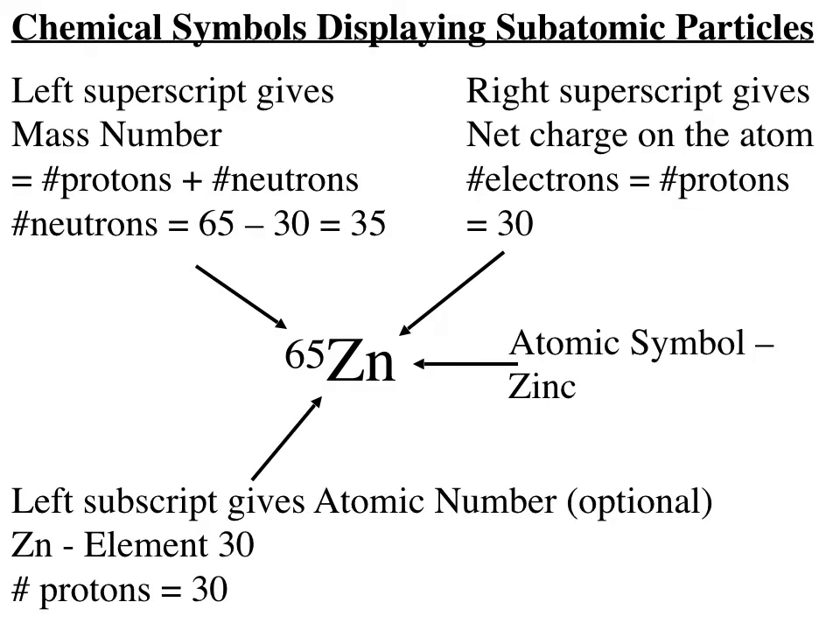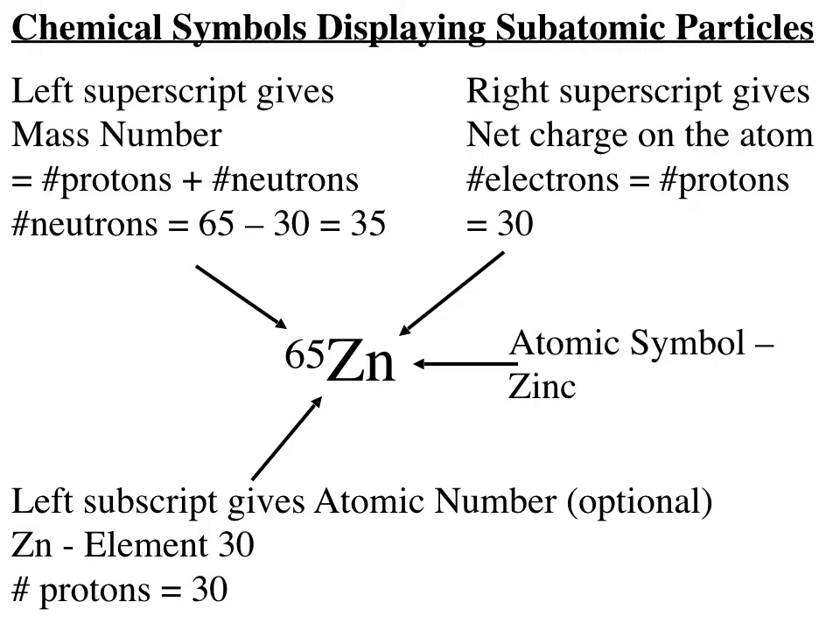So let's look at a symbol of an element, and let's look at it dressed up with some numbers that will show you the number of subatomic particles that it possesses as well. So what I have here is the example of the atomic symbol for Zn, and it has a left superscript of 65. Now, from this information, it's possible to determine the number of subatomic particles present in this particular isotope of zinc.